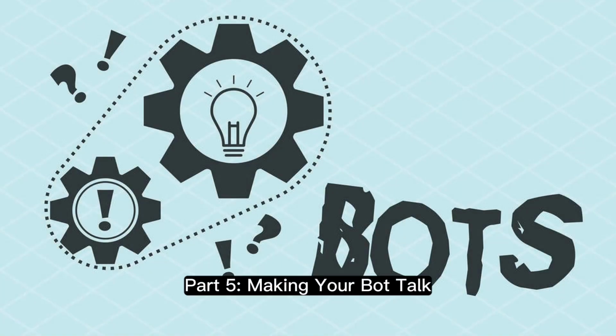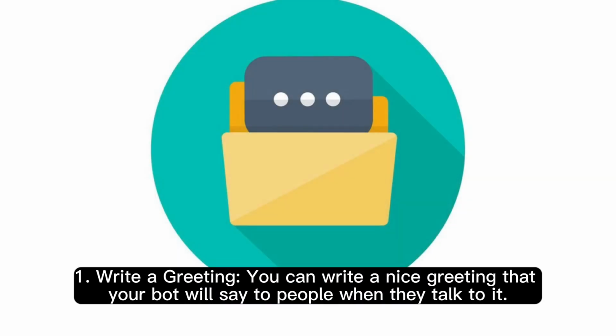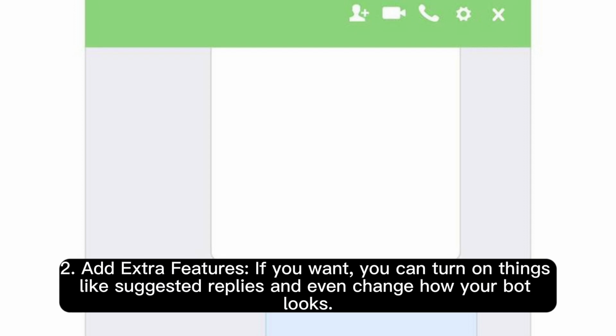Part 5. Making your bot talk. 1. Write a greeting. You can write a nice greeting that your bot will say to people when they talk to it. 2. Add extra features. If you want, you can turn on things like suggested replies and even change how your bot looks.